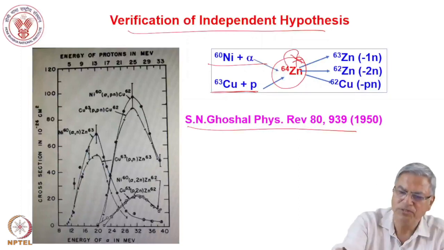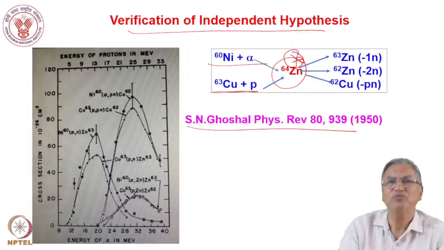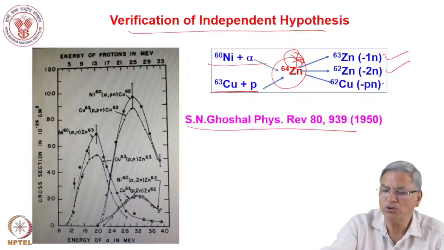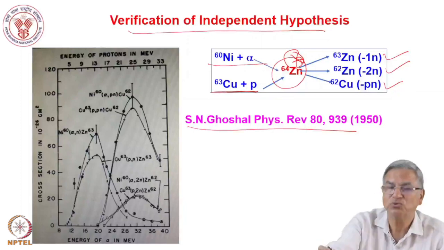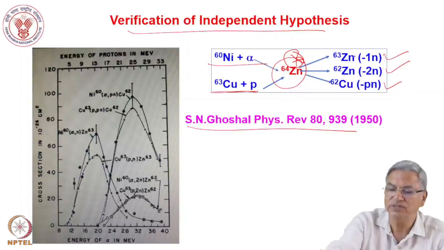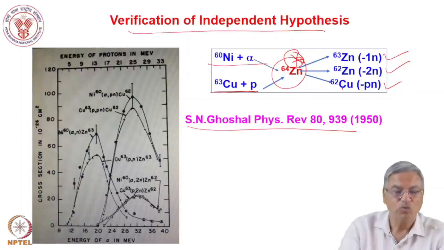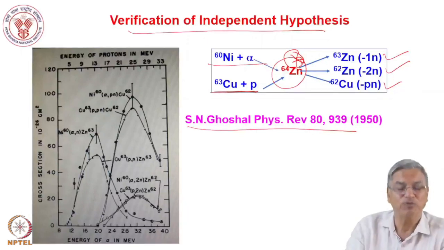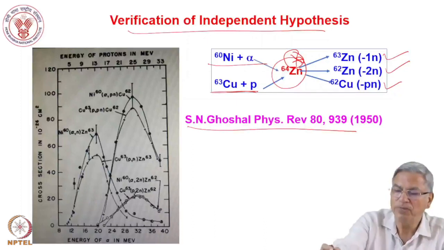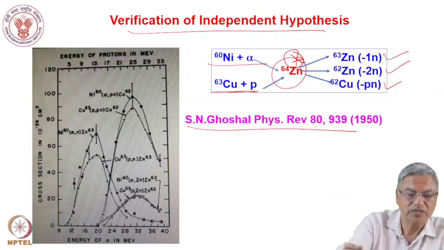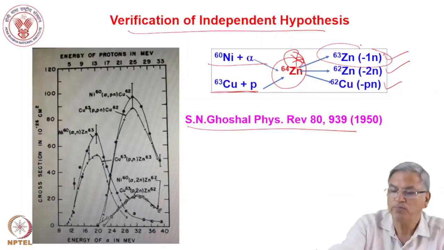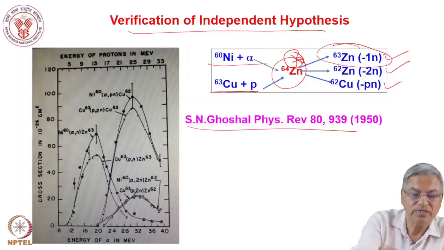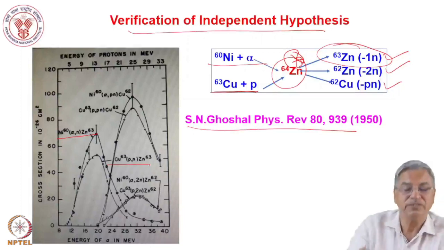And this compound nucleus is excited. This excited compound nucleus can emit a neutron, two neutrons, or a proton and neutron, giving rise to different products: zinc-63, zinc-62, and copper-62. What I have shown here on the left-hand side in this graph is the variation of the cross-section of a particular product formed by two reactions. For example, take zinc-63, one end product. Here you can see nickel-60 alpha n gives zinc-63, copper-63 p n gives zinc-63.